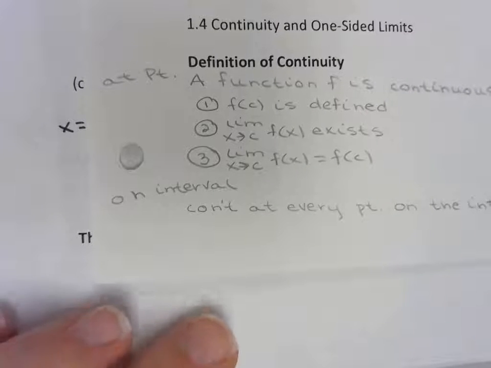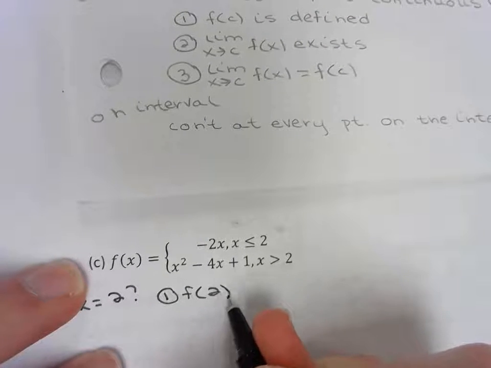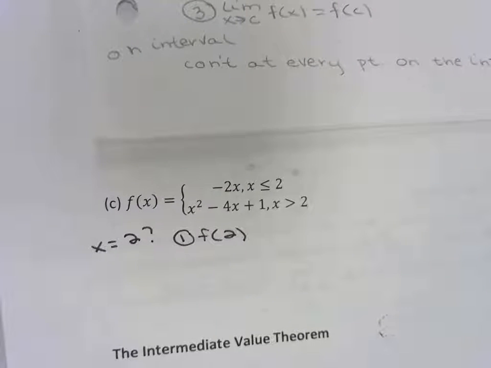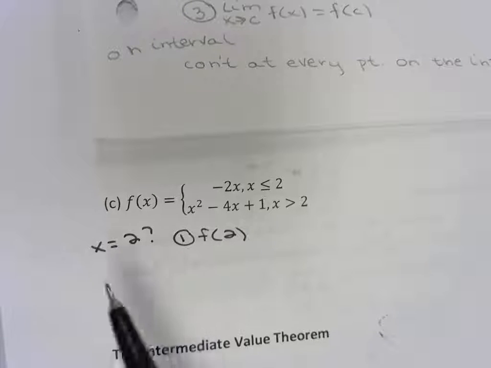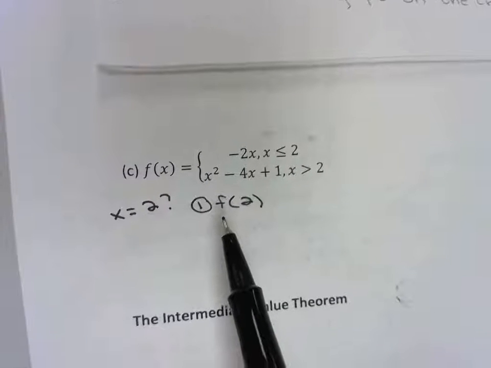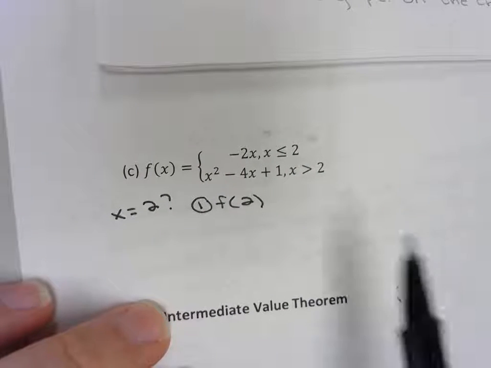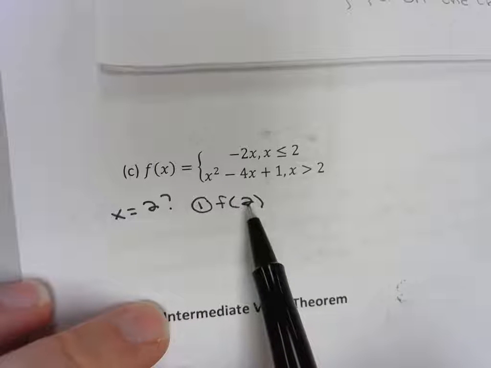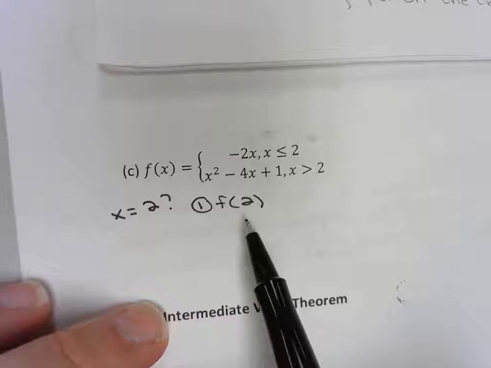First thing we need to show is f of c is defined. So first thing is, is f of 2 defined? Basically, does f of 2 exist? If I evaluate f of 2, is there a y value that goes with f of 2? How would I evaluate this? Plug in 2 to which one, the top or bottom?